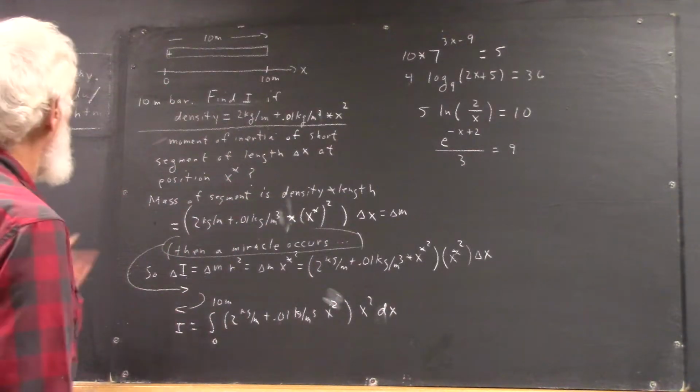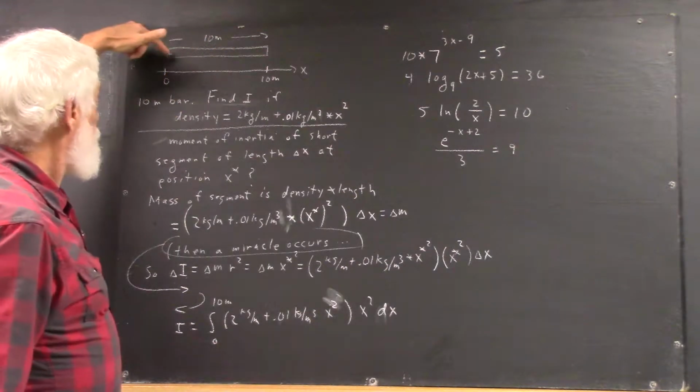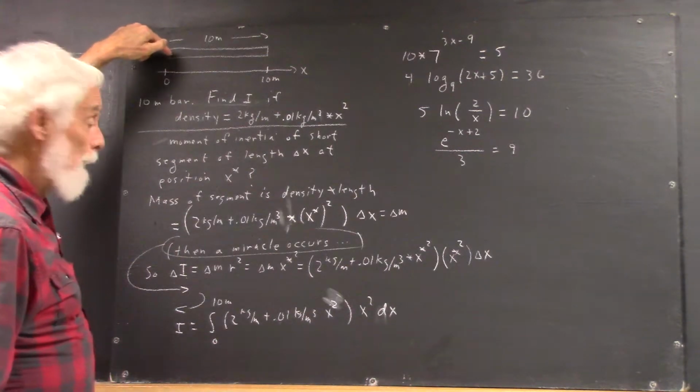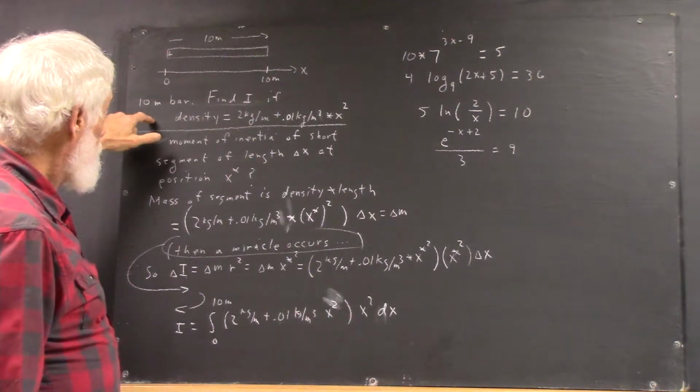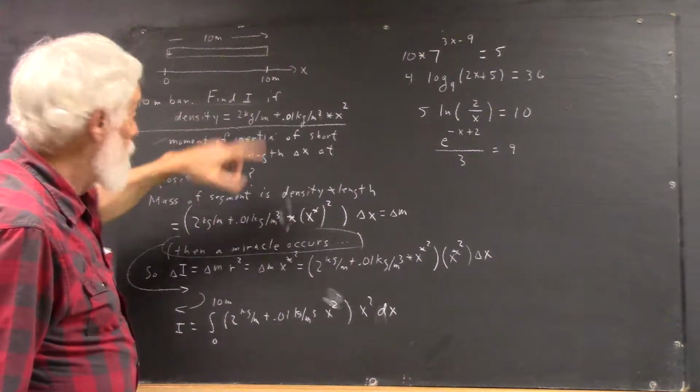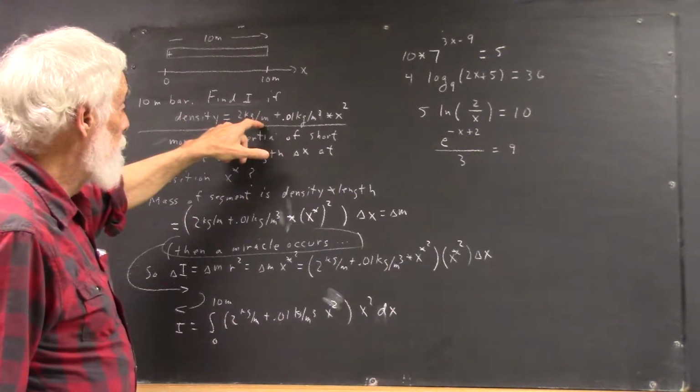You want to think about a bar. Okay? Bar 10 meters long, rotating about this end. So we've got a 10-meter bar. We want to find the moment of inertia if the density function for the bar is 2 kilograms per meter.